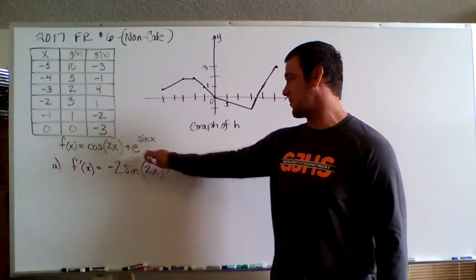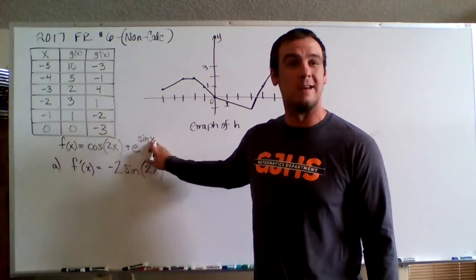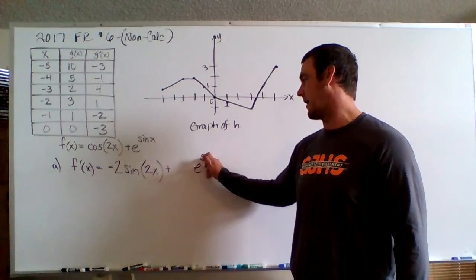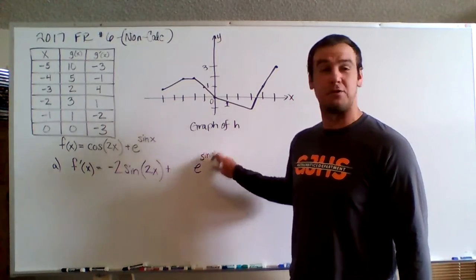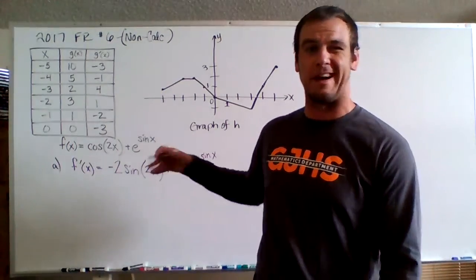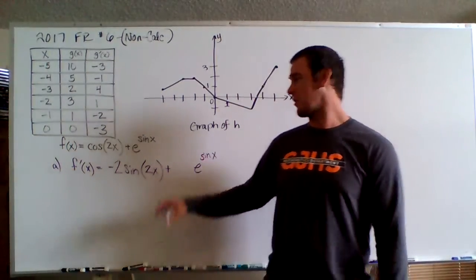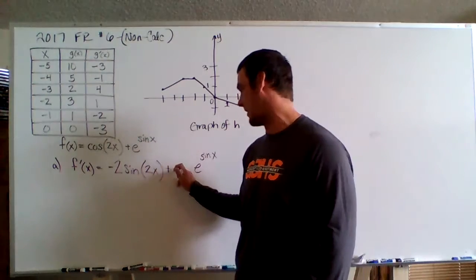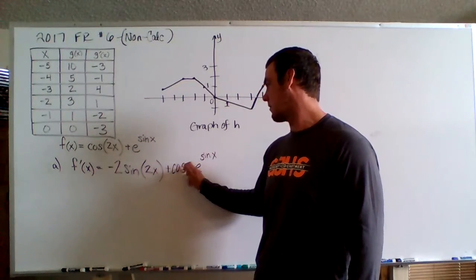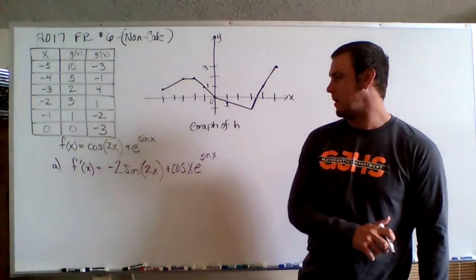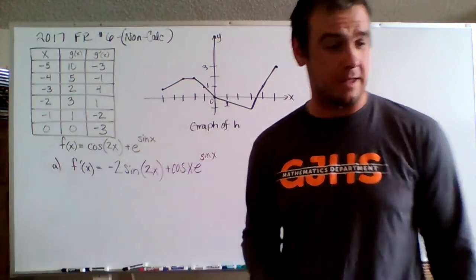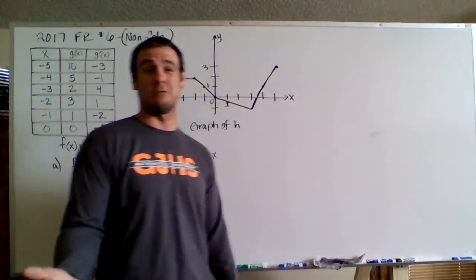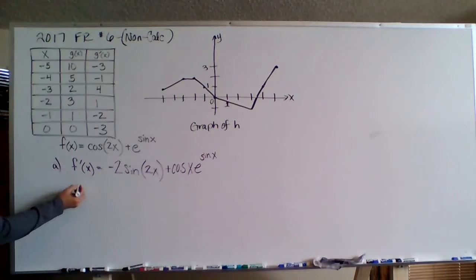plus the derivative of e to the sine of x. Well, derivative of e to the sine of x is just going to be e to the sine of x times the derivative of the inside. So our inside's kind of like our exponent here. So the derivative of sine of x is going to be positive cosine of x. All right, so that's my derivative, but it's asking me find the slope of the line tangent to the graph of f at x equals pi. So now I really just need to plug in pi.